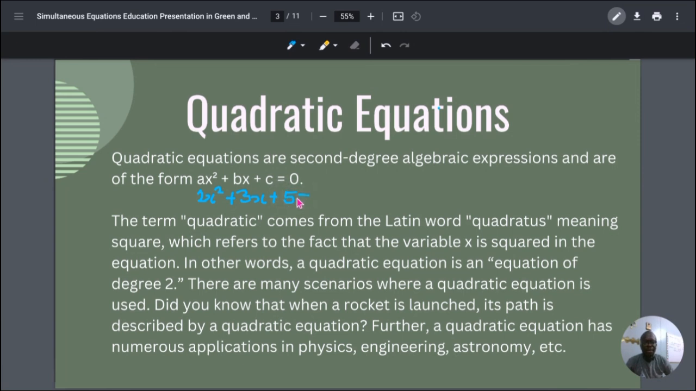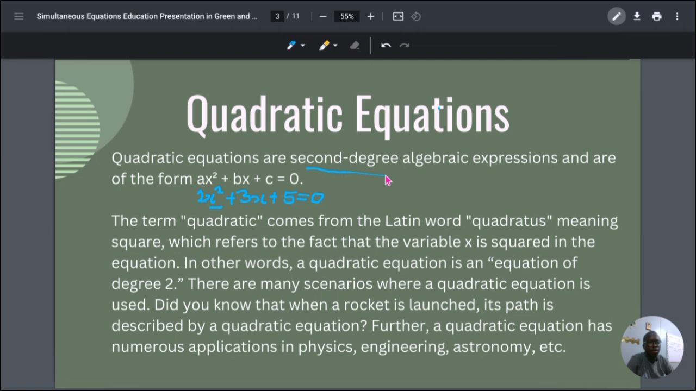So a, b, and c are mostly called constants. Then we have coefficients like this x squared. Now the 2 there is the coefficient of x squared, and 3 here is the coefficient of x. The term quadratic comes from a Latin word called quadratus, which means square. So this refers to the fact that the variable x is squared in the equation, as you can see in this place, x squared. That is why it is called the second degree algebraic expression.